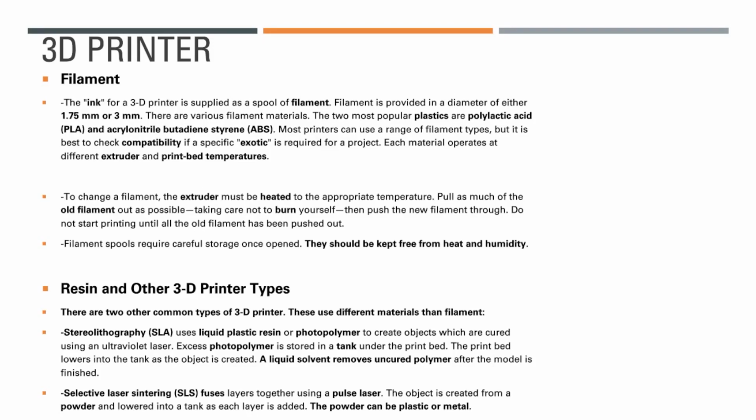Resin and other 3D printer types. There are two other common types of 3D printers. These use different materials than filament. Stereolithography, SLA, uses liquid plastic resin or photopolymer to create objects which are cured using ultraviolet lasers. Excess photopolymer is stored in a tank under the print bed. The print bed lowers into the tank as the object is created. A liquid solvent removes uncured polymer after the model is finished.